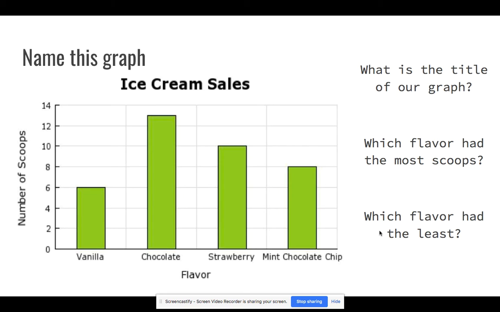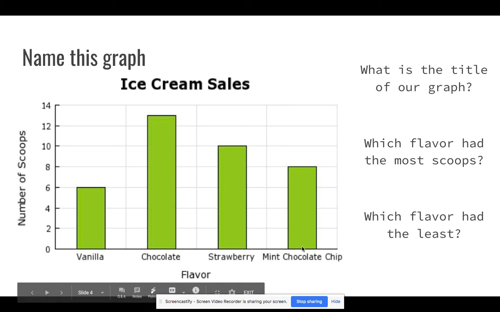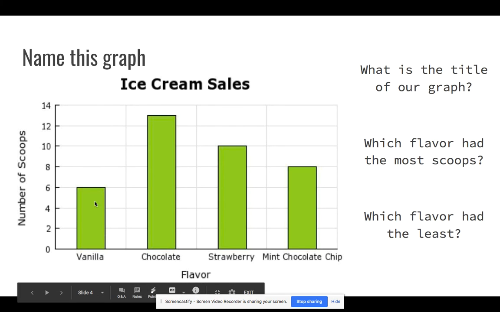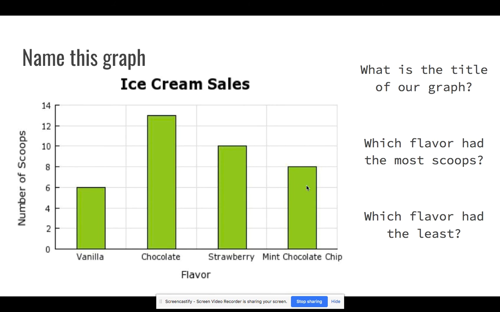And last, which flavor had the least amount of scoops? Which one had the least amount of scoops? Was it vanilla, chocolate, strawberry, or mint chocolate chip? Right, vanilla. Vanilla had the least amount of scoops. We can easily look at our bar graph and see that vanilla is shorter than all of the other bars. Awesome job.